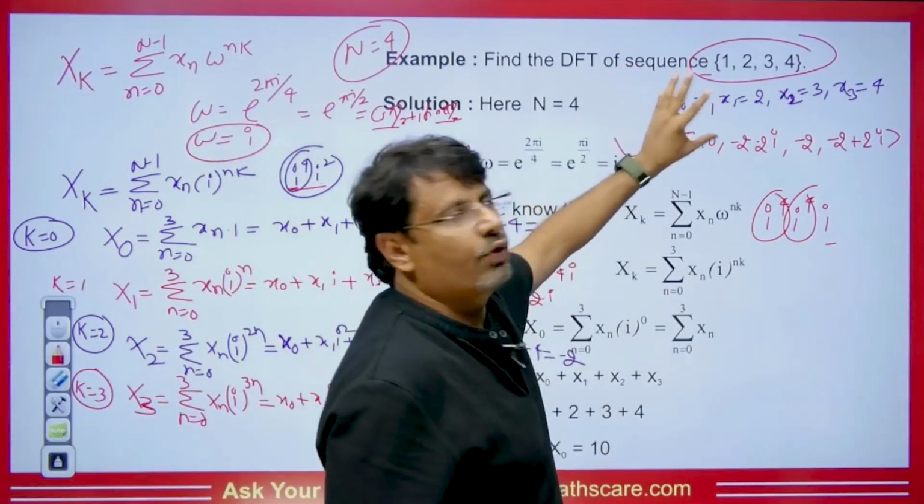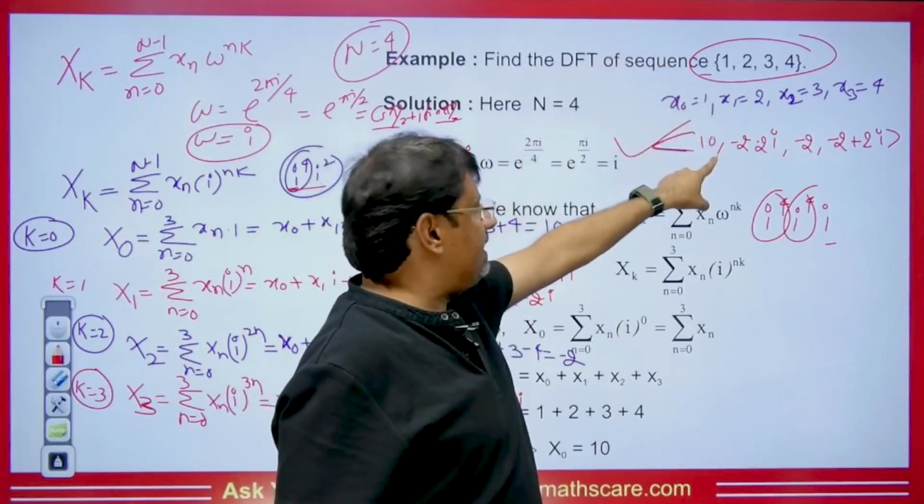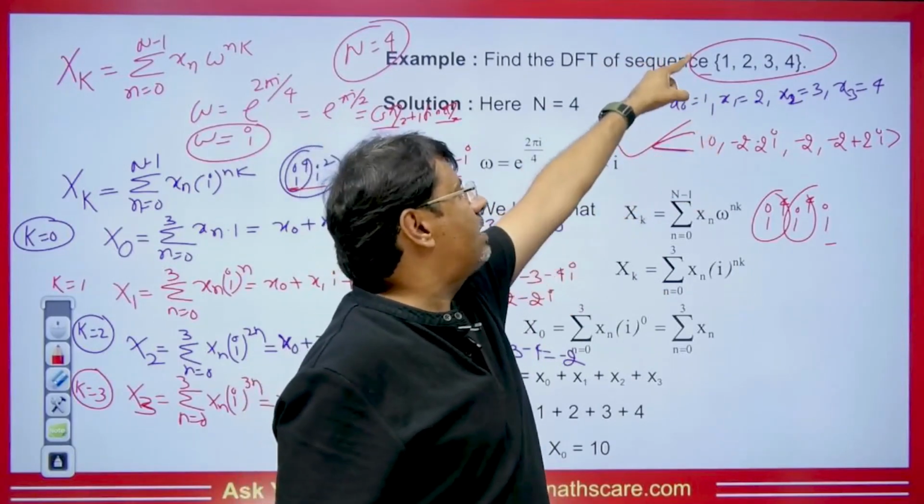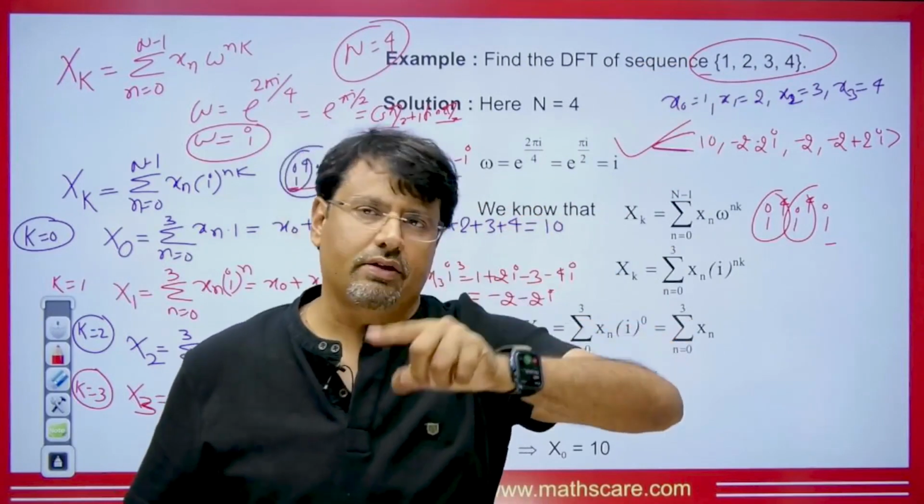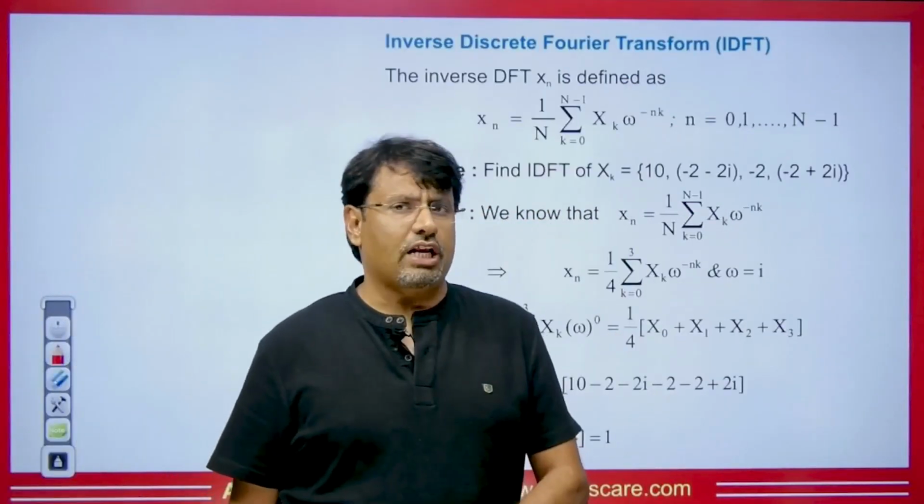Now, the next question which we will solve, let me tell you that we will get that as its inverse discrete Fourier transform, right? That means I will show you the calculation of its inverse here. So we will get 4 values here. Let's proceed.